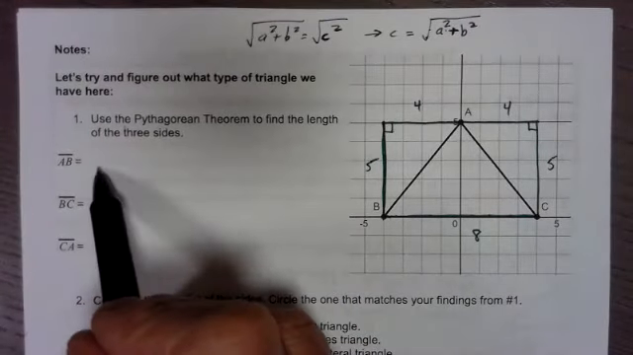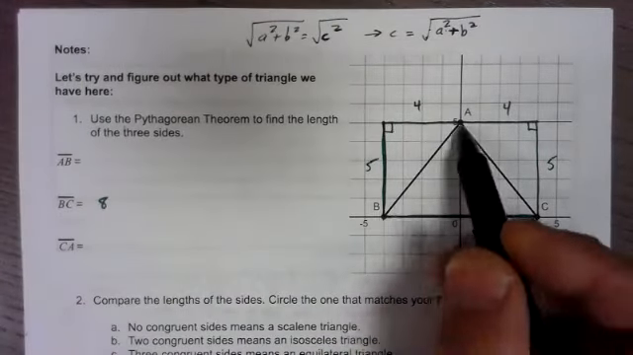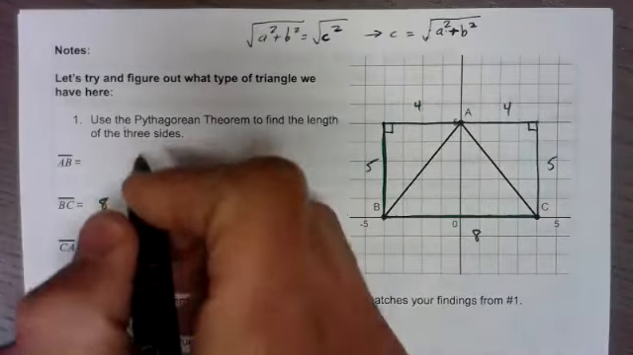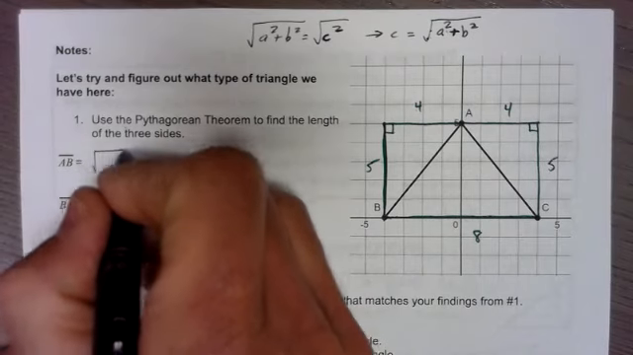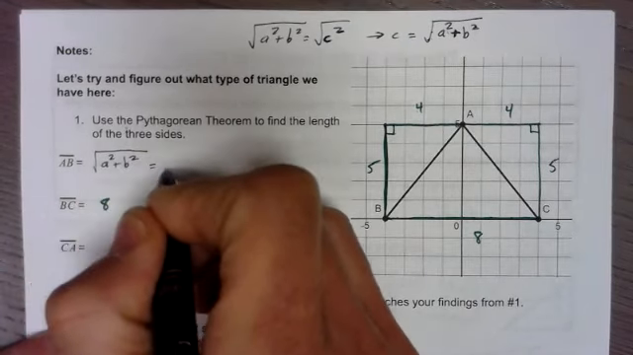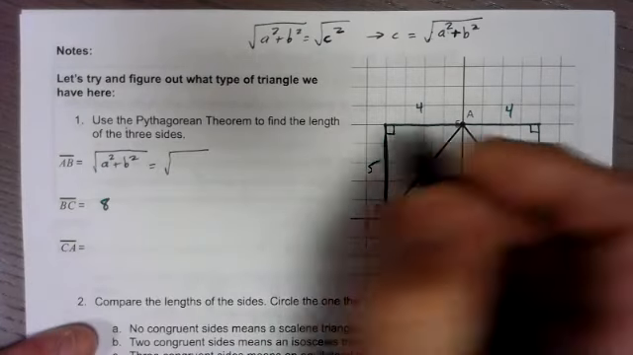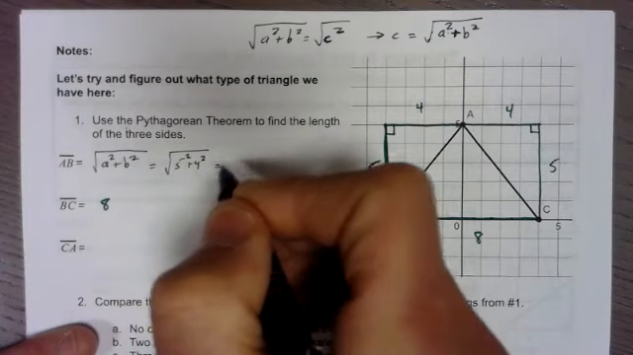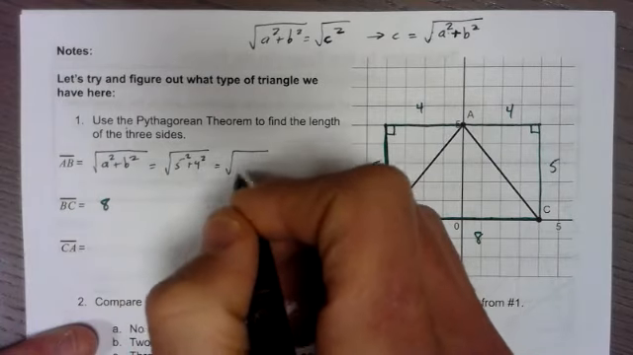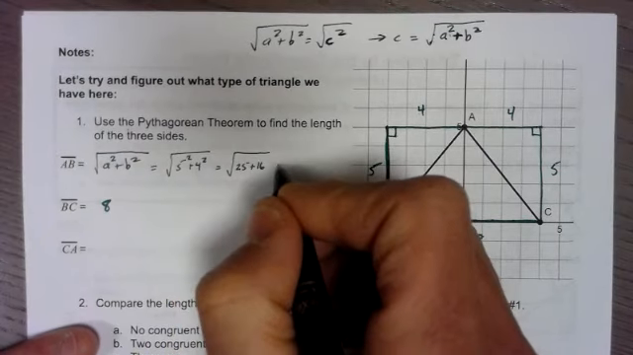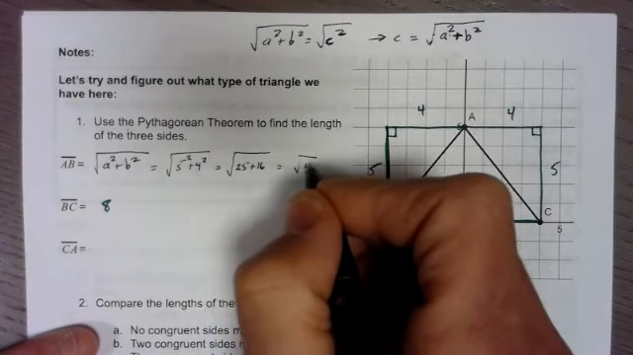Now we have AB, and we know that the two legs of our triangle are 4 and 5. So from our formula above, we can say that AB is equal to the square root of a squared plus b squared. So that's going to give us the square root of 5 squared plus 4 squared. And remember, a and b don't matter where they are, first or second. This is going to be 25 plus 16. 25 plus 16 is going to give me the square root of 41.